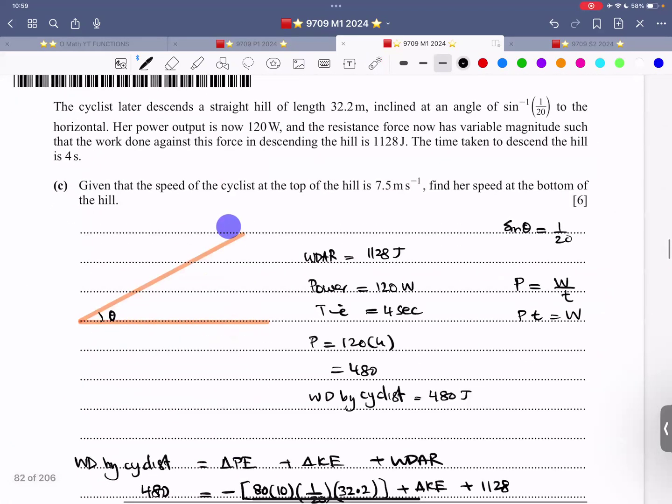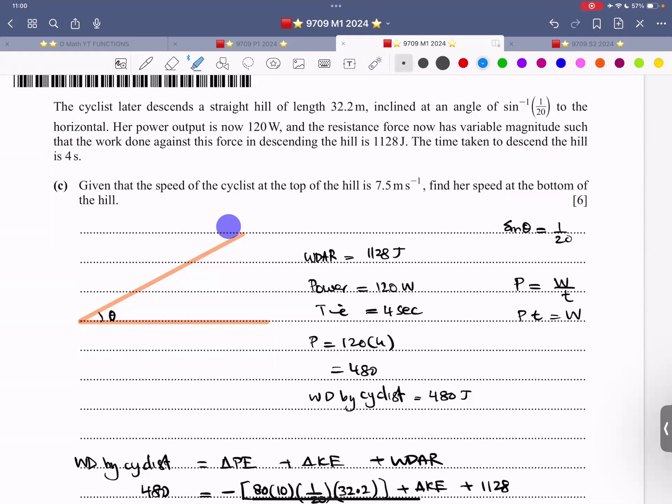Let's move on. The cyclist later descends a straight hill of length 32.2 meters. Now it's going down, inclined at an angle of sine inverse 1 over 20. That means if I label this angle as theta, sine of theta is 1 over 20. Her power output is now 120 watts and the resistive force has a variable magnitude such that the work done against this force in descending the hill is 1128 joules. The time taken to descend the hill is 4 seconds. Given that the speed of the cyclist at the top is 7.5, find his speed at the bottom.